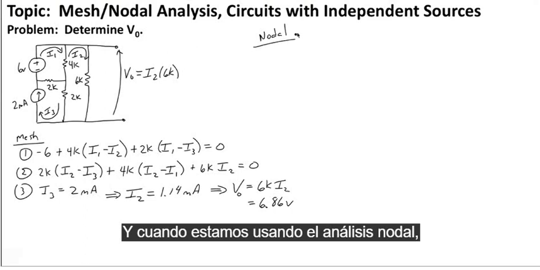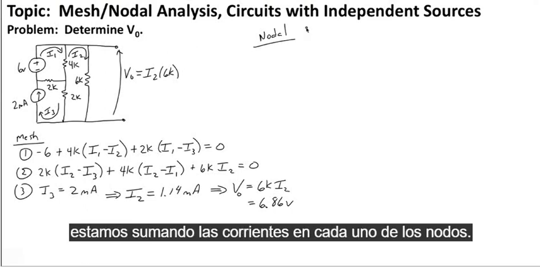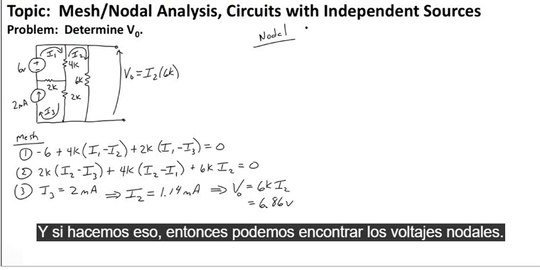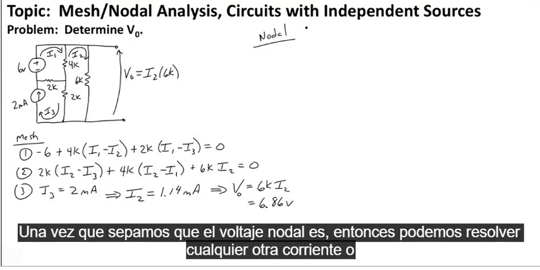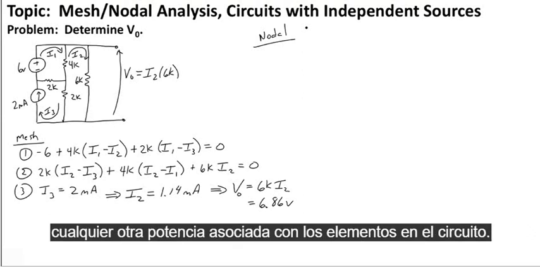And when we're using nodal analysis, we're summing the currents into each one of the nodes. And if we do that, then we can find the nodal voltages. Once we know the nodal voltages, we can then solve for any other current or any other power associated with the elements in the circuit.